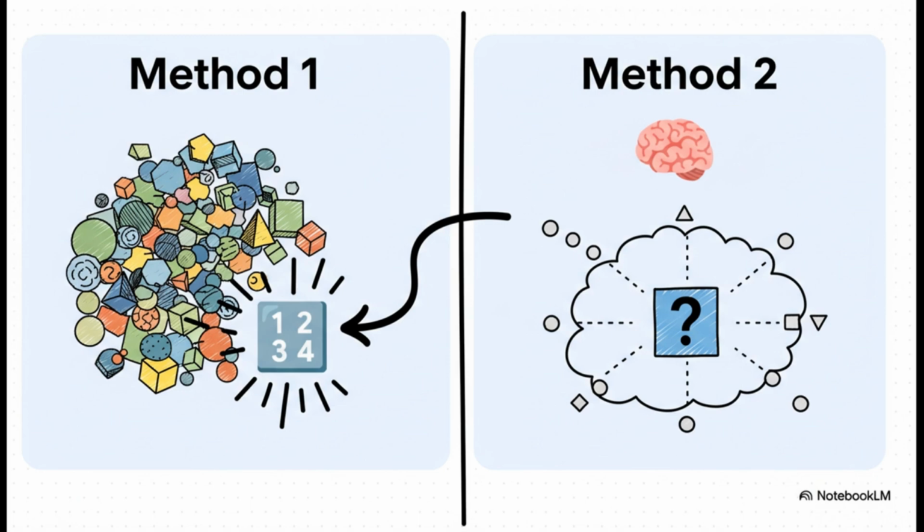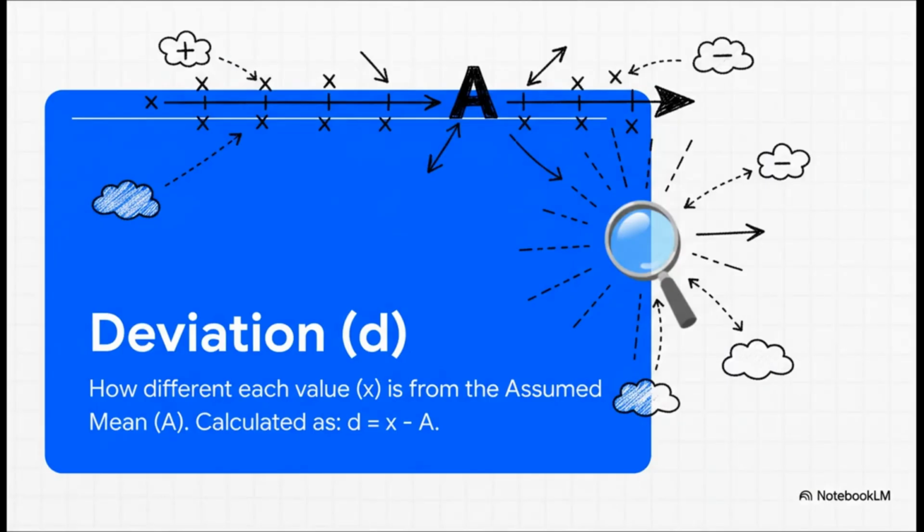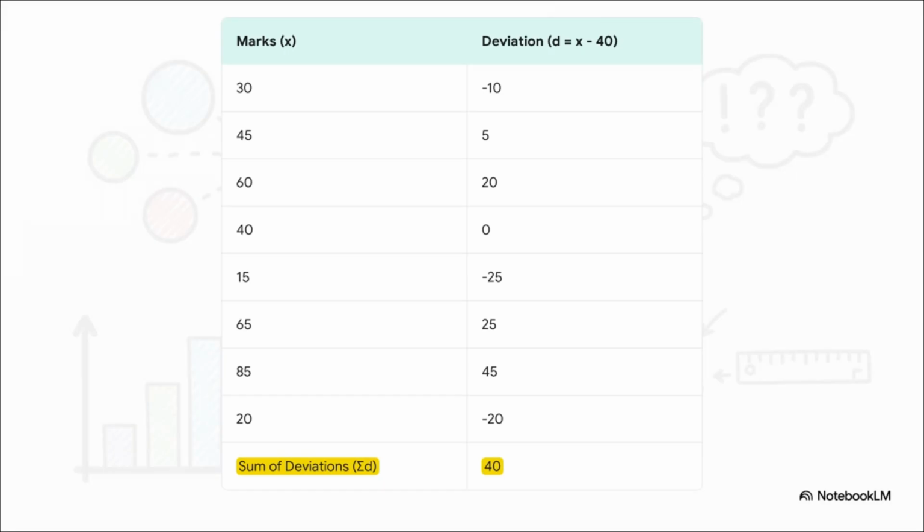It's a game changer. Now, the absolute key to this method is a concept called deviation. And all deviation means is, how far is each individual number from our guess? You just calculate it by taking the actual value, x, and subtracting your assumed mean, a. Some of these deviations will be positive if the number is bigger than your guess, and some will be negative if it's smaller. Let's go back to our same 8 students to prove this works.